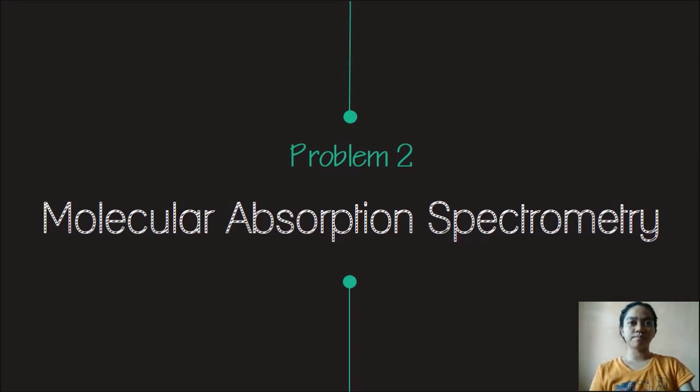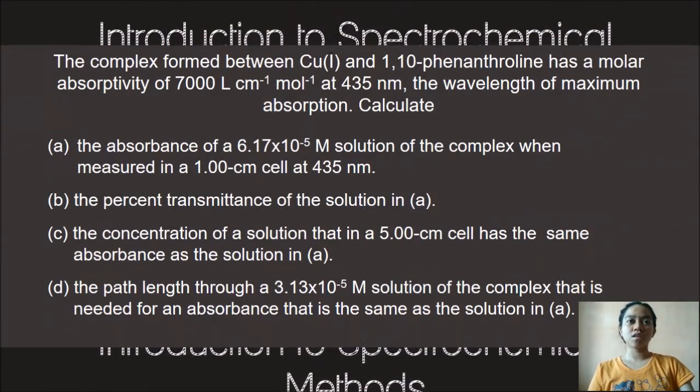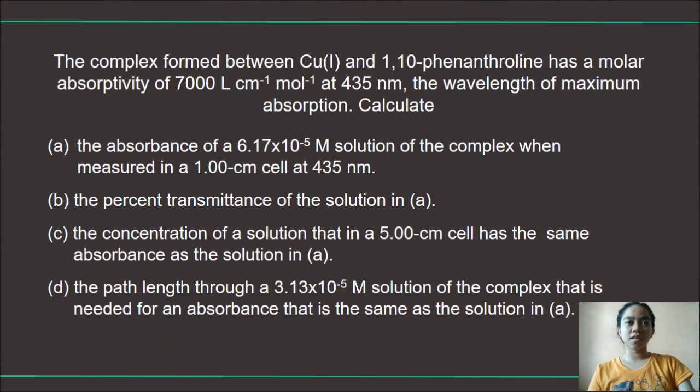The first problem. The complex formed between copper and 1,10-phenanthroline has a molar absorptivity of 7,000 liters per centimeter mole at 435 nanometers, the wavelength of maximum absorption. We have four questions that we need to answer here, so let's get into them one by one.